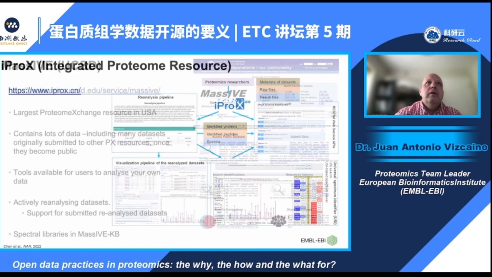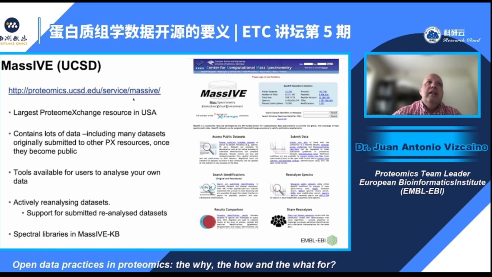I would also like to highlight MassIVE, which is the resource at the University of California, San Diego. It's led by my colleague Nuno Bandeira. This is the URL. It's the largest ProteomeXchange resource in the US. It also has a generalist interest, focused on MS/MS data. It's important to highlight that it contains really lots of data, including many data sets that were originally submitted to other PX resources, for instance to PRIDE. There are many PRIDE data sets that are replicated in MassIVE.